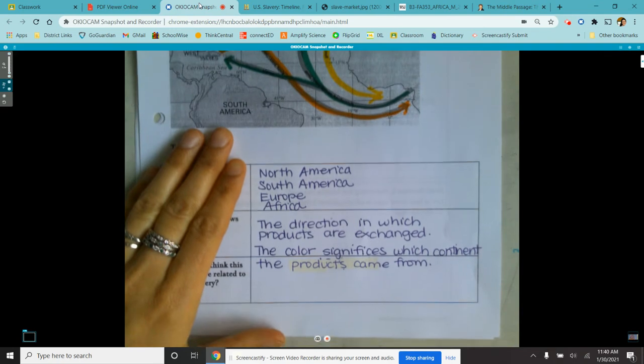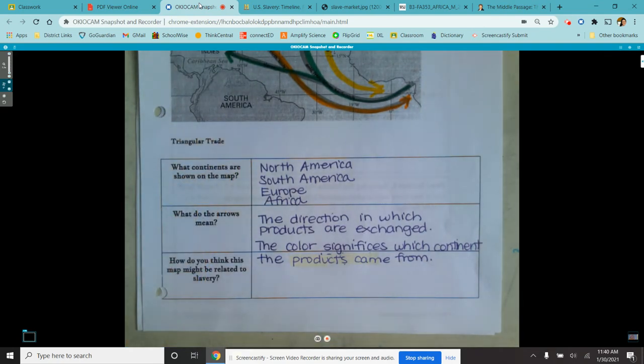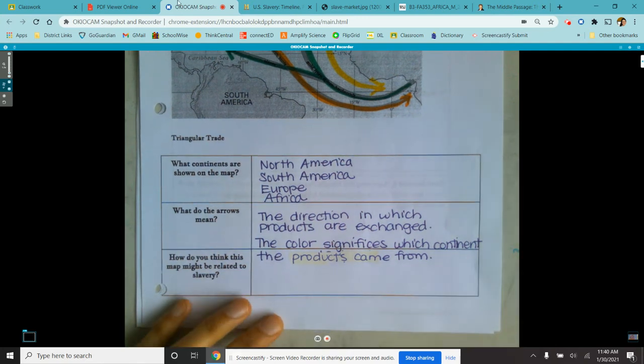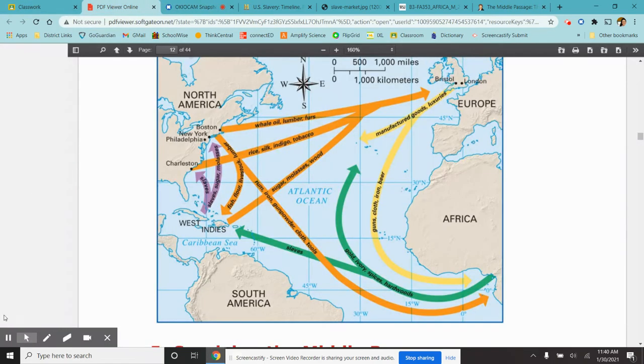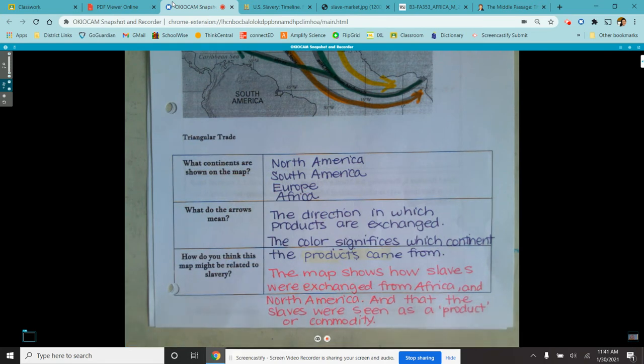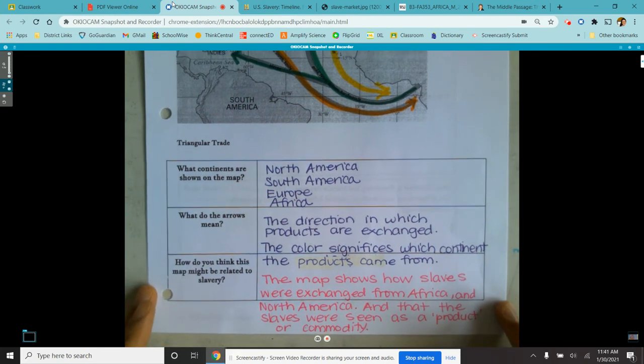So on our paper, we have: how do you think the map might be related to slavery? It's the last question we have to answer. So what does the map show about slavery? It shows how slaves were taken from Africa and exchanged between the West Indies and the Americas. Right there. And if you notice, all the other things on here are items. They're all resources or goods.